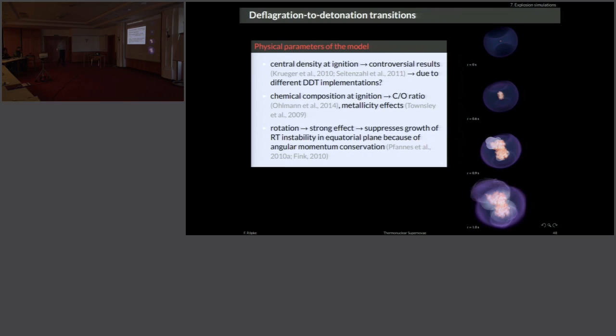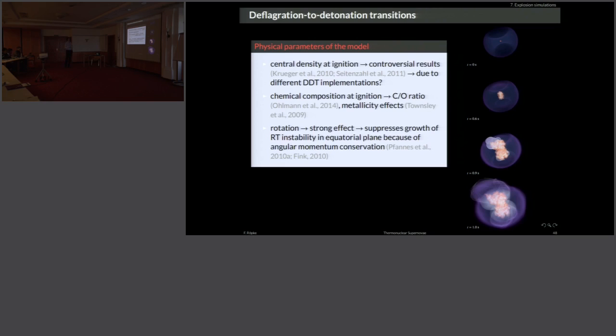Rotation was also tested, and again it's a strong effect by the same mechanism that I described before. We suppress the growth of the radial instability in the equatorial plane. This is actually shown here. This is a differentially rotating white dwarf star with about 2 solar masses. You see that its shape is heavily deformed. It's sort of a donut shape already.